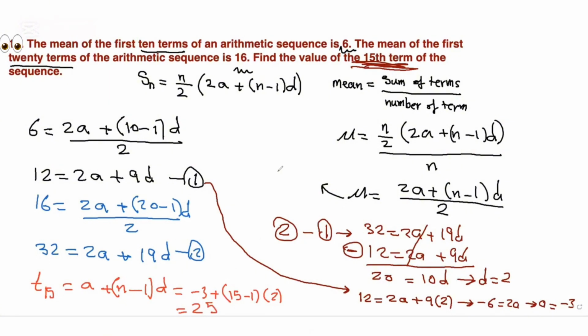At first, this question looks impossible, but once you use the mean formula for an arithmetic sequence, everything falls into place.